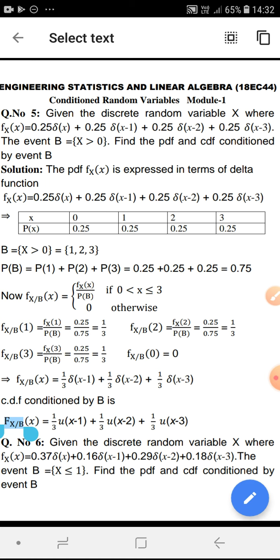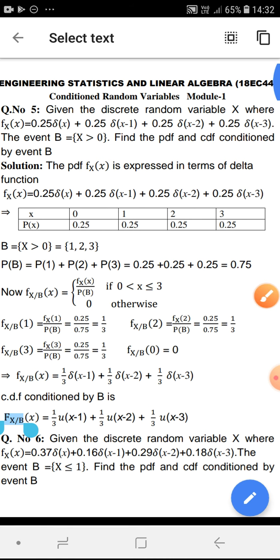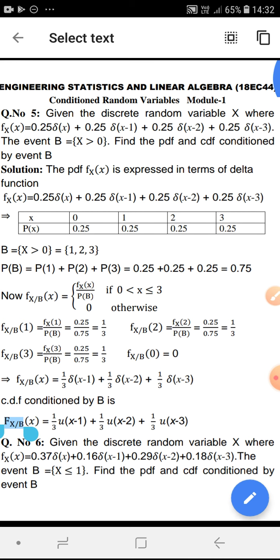B is the event where the random variable x will be greater than 0. So x should be greater than 0 among these x values, which means the possible x values are 1, 2, 3. So conditioned by B, the discrete random variable x takes the values 1, 2, 3. So probability of B will be P of 1 plus P of 2 plus P of 3. All the three probabilities are 0.25, so adding them we get 0.75.